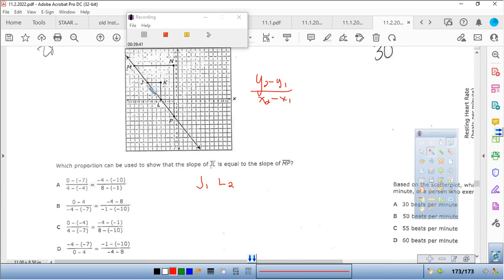So let's get the coordinates of J. It's negative 7, up 4. Then we're going to go with L. L is negative 4, 0. Now, it's y2 minus y1 over x2 minus x1. Since this point came first, we're going to name that x1, y1, because that's my first x value. There are two x values and two y values. So point 2 has x2 and y2. And there it is.